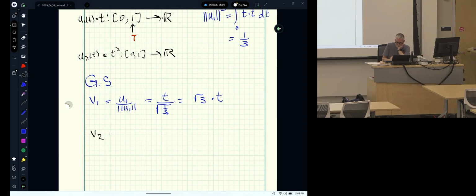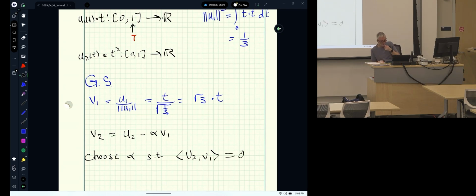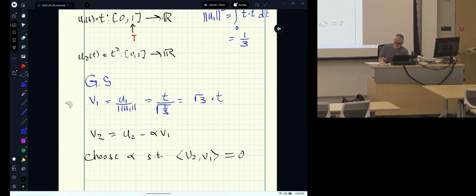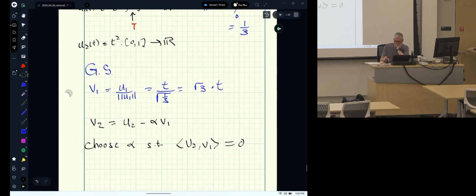So what do we do on the second step? We write it as u2 minus alpha times v1, and then we choose alpha such that the inner product of v2 with v1 is 0. We want those two vectors to be orthogonal. In our case, two functions to be orthogonal.